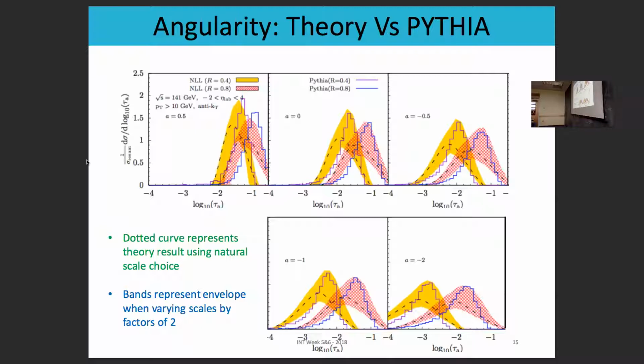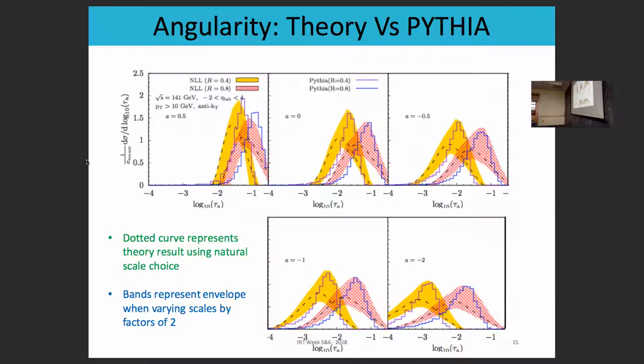Maybe not for negative E, just go to negative E, so we seem to agree, right? Yeah, of course, things agree within the scale uncertainty. But you see, the dotted lines here are the prediction at the natural scale. And there is a shift and a definite shape difference.